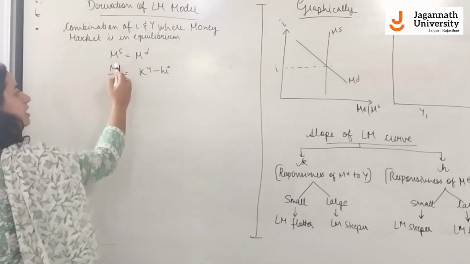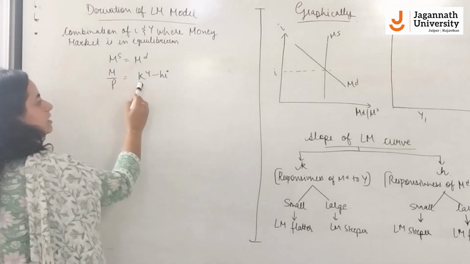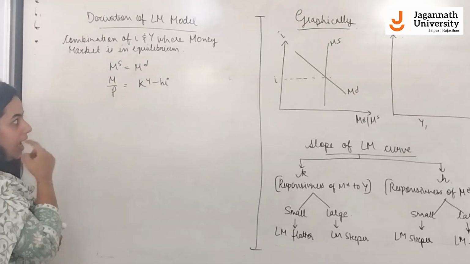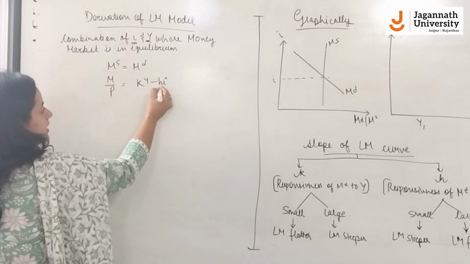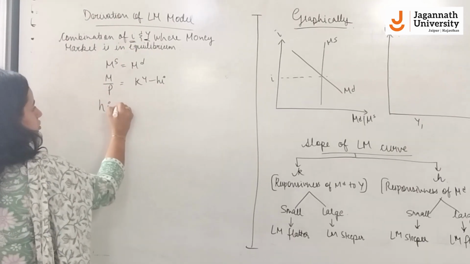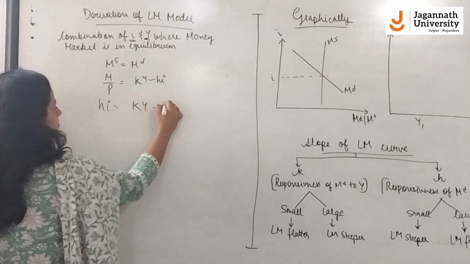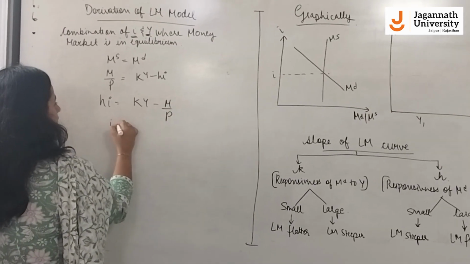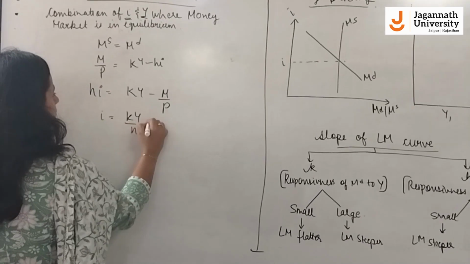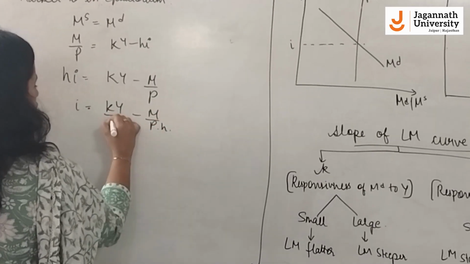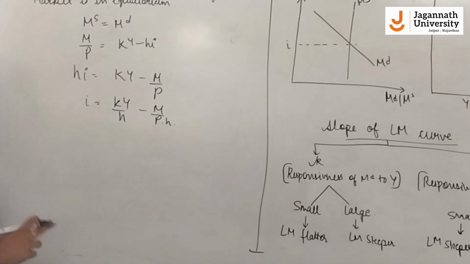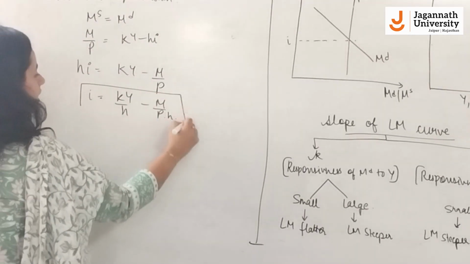We know money supply is M by P. Money demand is KY minus HI. I want the equation in the form of I and Y, so I take out I. This becomes HI equal to KY minus M by P. I is equal to... So again this becomes my LM equation.